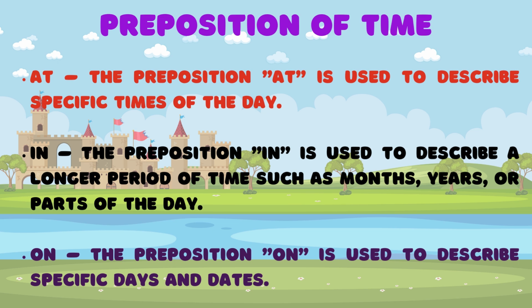At. The preposition at is used to describe specific times of the day. In. The preposition in is used to describe a longer period of time, such as months, years, or parts of the day. On. The preposition on is used to describe specific days and dates.